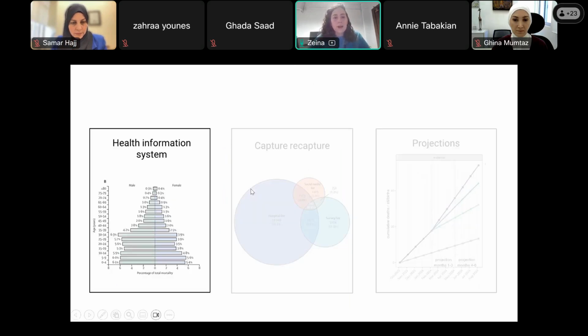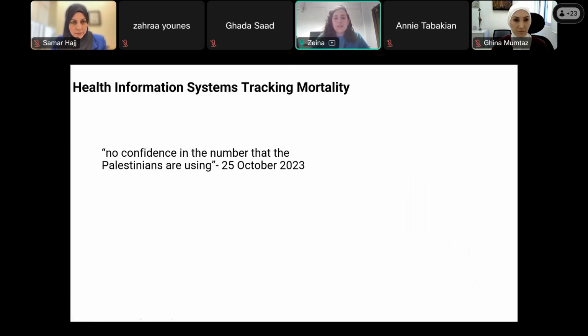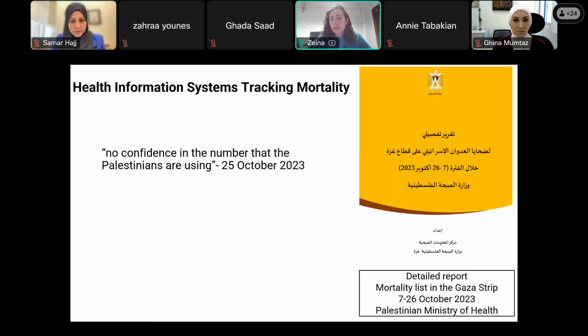So I'll start off a bit with the health information system at the Ministry of Health in Gaza. Maybe it's important to start with the fact that on October 25th of 2023, the President of the United States said that he has no confidence in the numbers that the Palestinians are using. And this has created a huge media questioning of the numbers that was not there at that point until he made it very public. And so the Ministry of Health in Gaza released a listing of those who were killed from the 7th of October to the 26th of October.